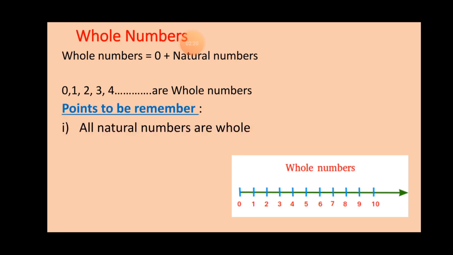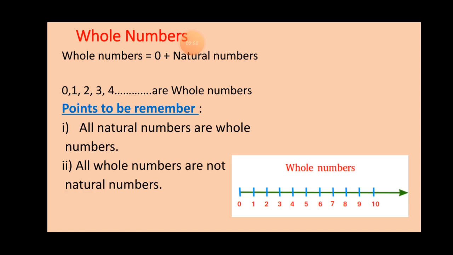Now here come some points that need to be remembered. Always remember that all natural numbers are whole numbers. Why so? Because whole numbers are formed only when we include the list of natural numbers in it. And all whole numbers are not natural numbers. Why so? Because in the whole number list we have 0 also, whereas in natural numbers we don't have 0. We have only the counting numbers.